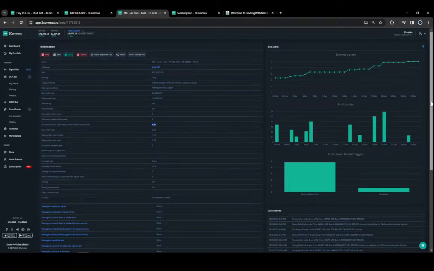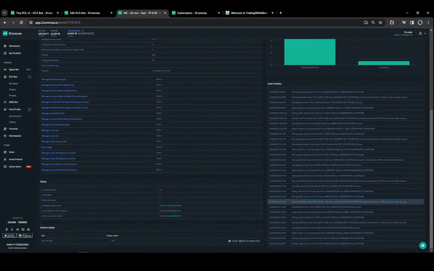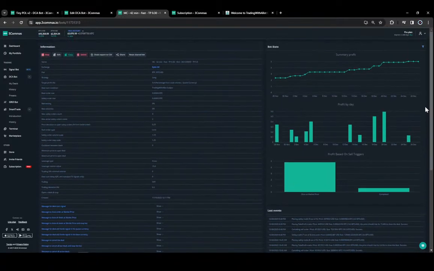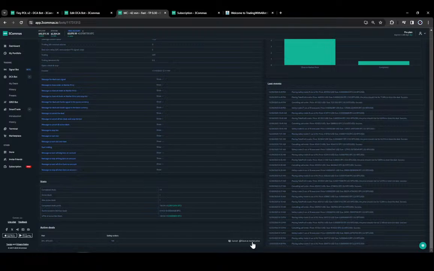And here at the current state, I am already at 7 out of 9 safety orders because they're so densely packed, but I'm in profit. So I could either wait for my target profit to take, and this one I set to 5%. I'm not sure if it will reach 5%. What I can do is just close this now at the market.